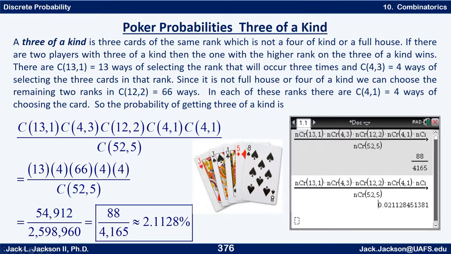Okay, so here we chose the jacks first. It could have been any one of the 13 ranks there. 4 choices of which 3 we pick in that rank. 66 other different choices for the two ranks here with 4 cards in each one. Multiply all the numerators there. That's 54,912 different 3 of a kinds. Again, not being a full house or a 4 of a kind. That fraction reduces to 88 over 4,165, or now about 2.1128%.